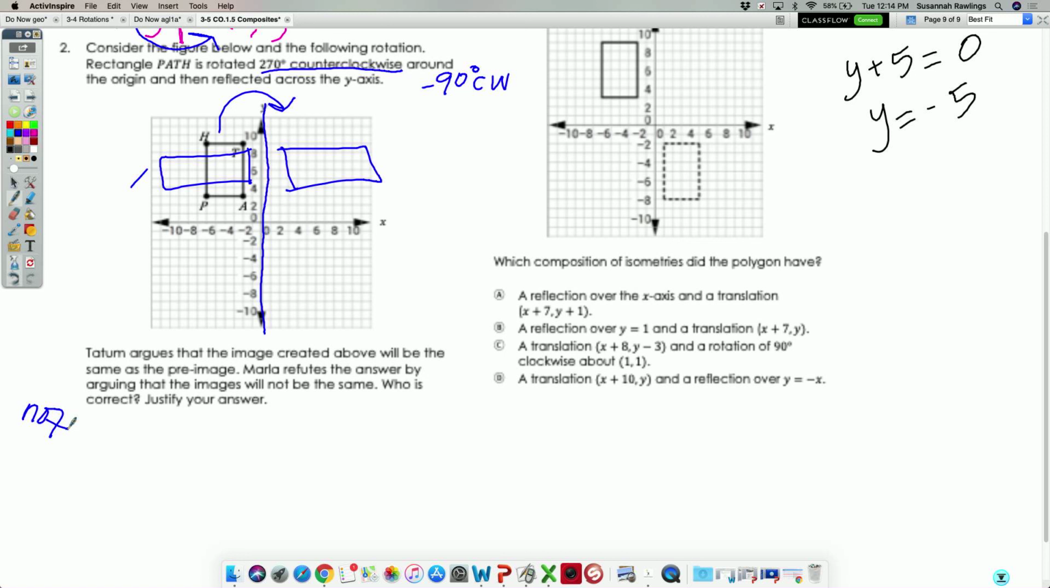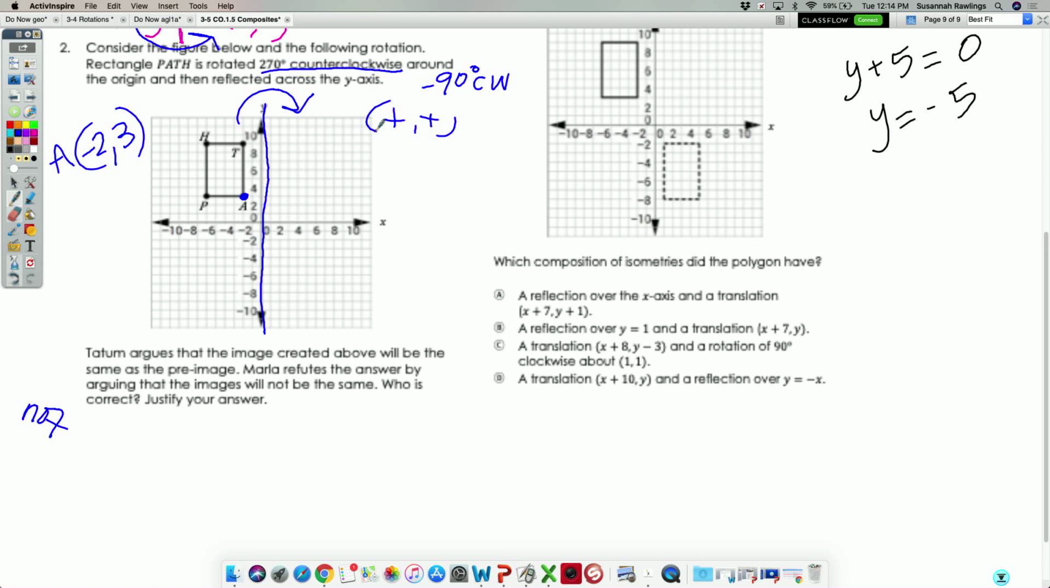So that's one way to do that. You can literally just think that through logically. Like that literally told me my answer. But let's say you didn't want to think about it logically or didn't know to do that. Pick one point. So let's pick A, and let's just do that. So my pre-image point is (-2, 3). If I'm rotating it 90 degrees, we know it's positive, positive. And what do I do with my point? Flip it. So this would be (3, 2).